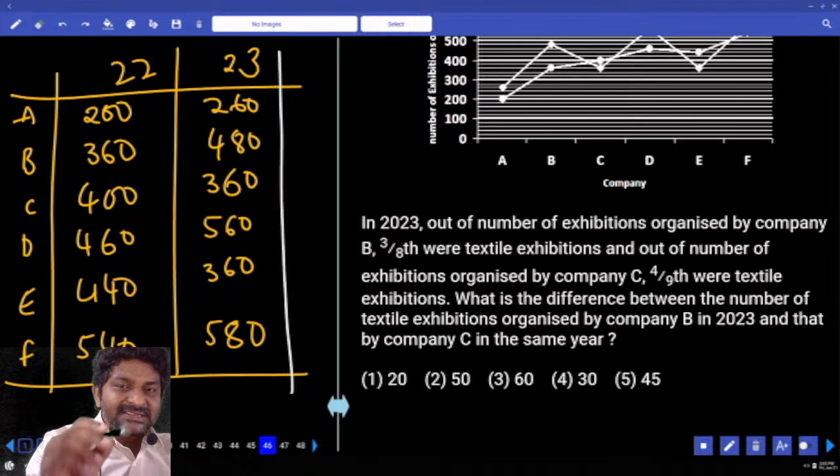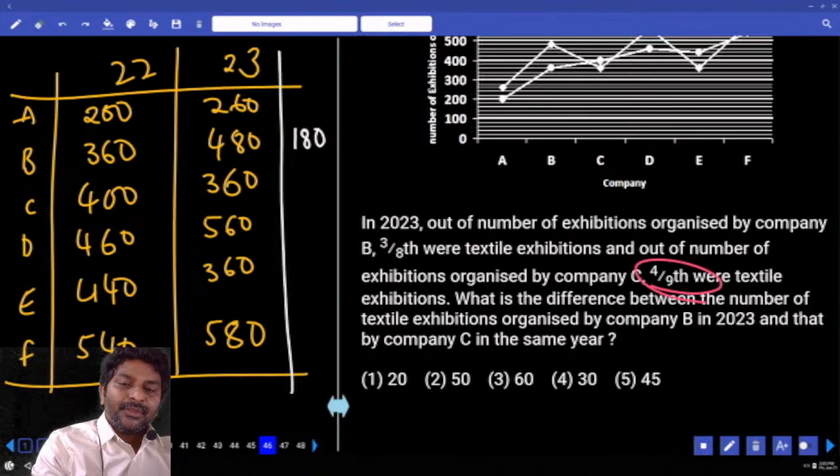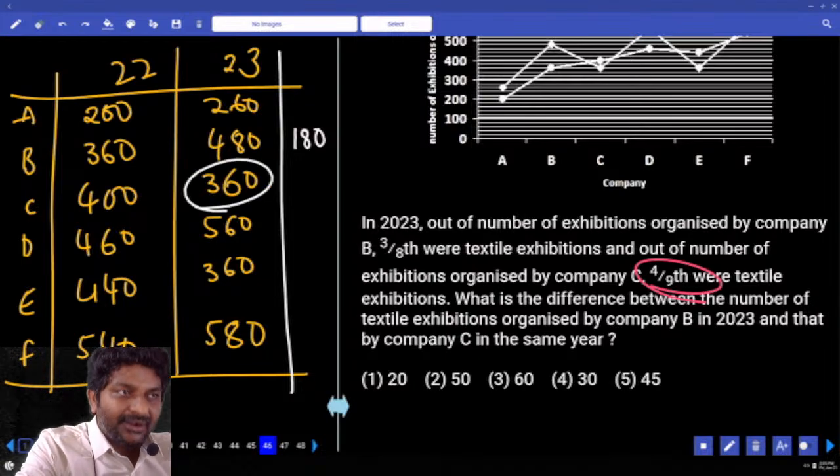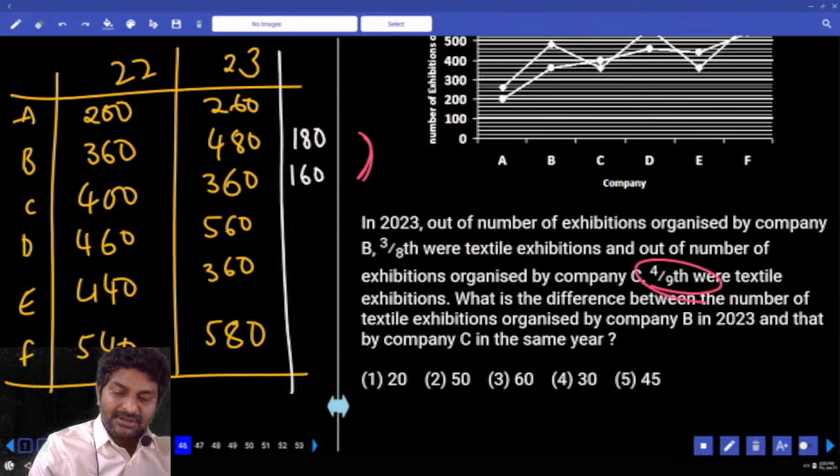Then 3/8, in the sense 3 times 60, which is 180. Then company C, which is 4/9, right? What is 1/9? 40. 4/9 is 4 times 40. And for these two numbers, we were asked to calculate. How much is that? First option.